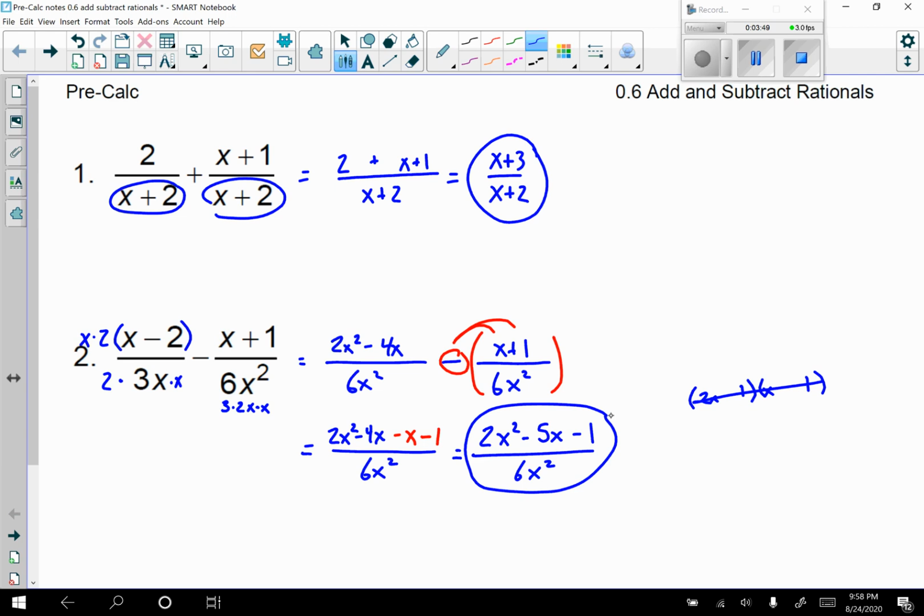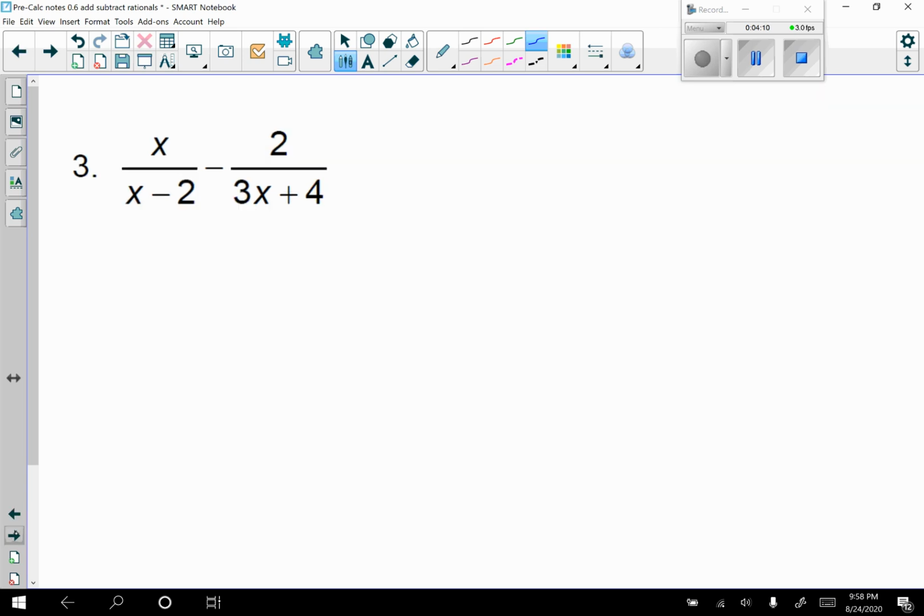All right, so there's a couple of reminders for us. We need a common denominator, and we get it by multiplying, and we have to look at factors. What factors does each one need that it doesn't have? How do we make those two denominators the same? Multiply the top and bottom by the same thing to make them the same denominator. So let's try that as these get a little bit more difficult.